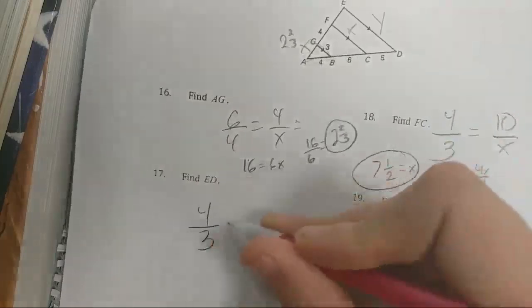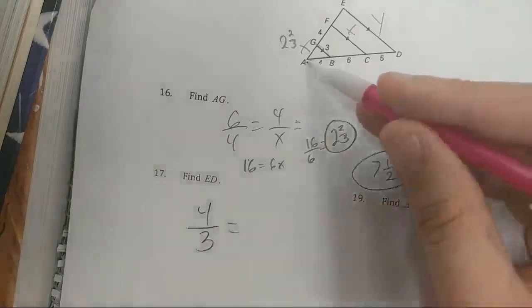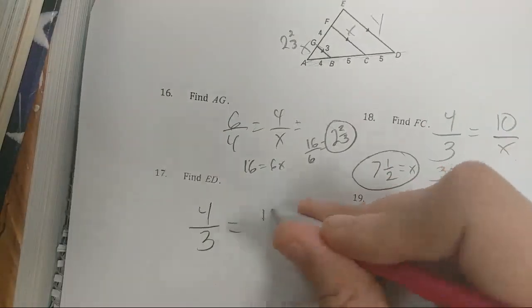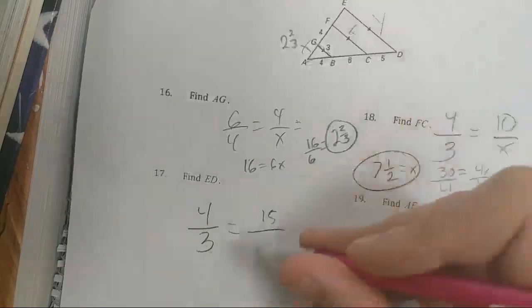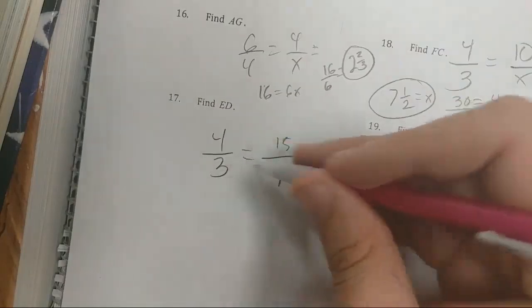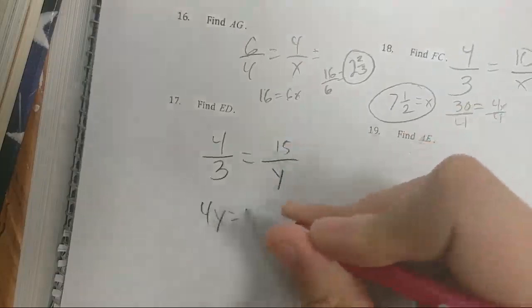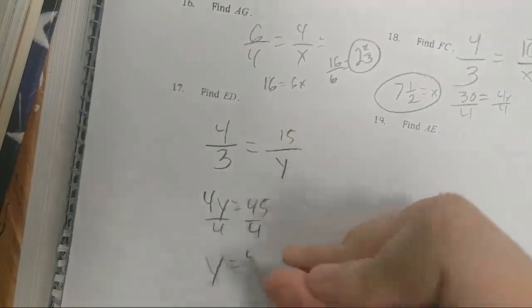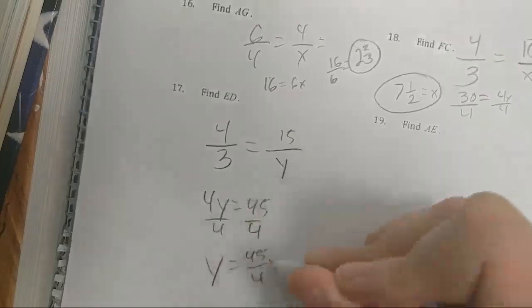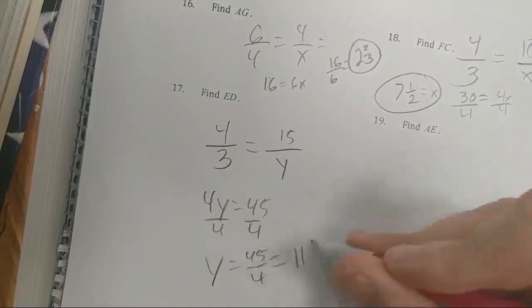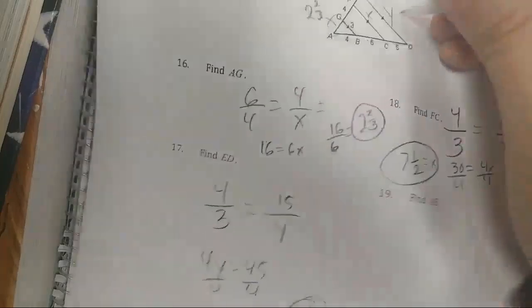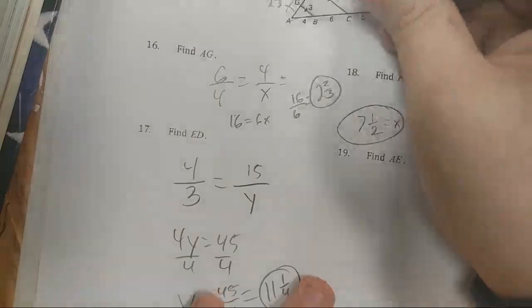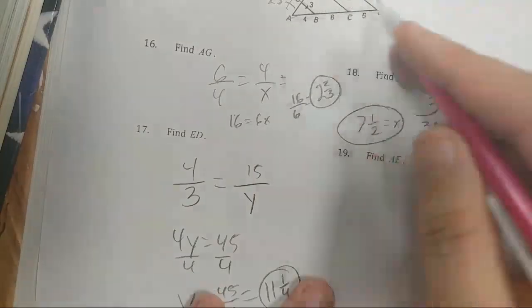4 to 3 is going to be equal to this whole side, which is 4 plus 6 plus 5, which is 15, over this side, which is Y. So we get 4y equals 45, divided by 4, divided by 4. Y equals 45 over 4, which if I were to simplify is 11 and 1/4. So it's 11 and 1/4. And this is 7.5, so this makes sense. Yeah, that looks kind of right.